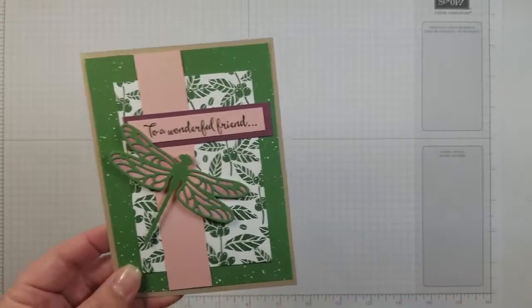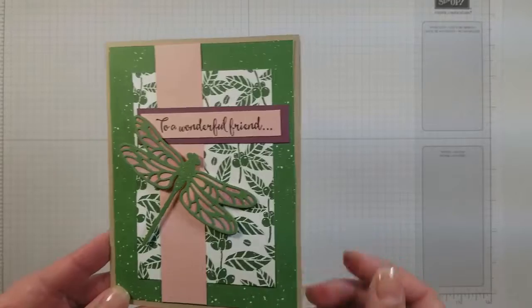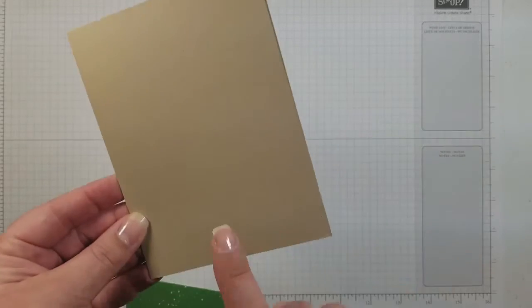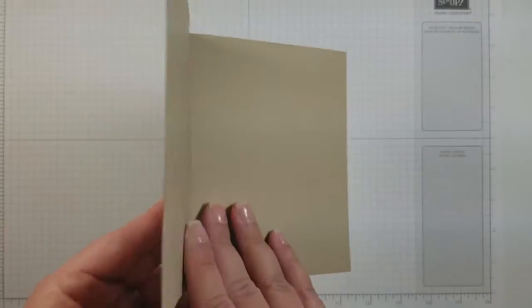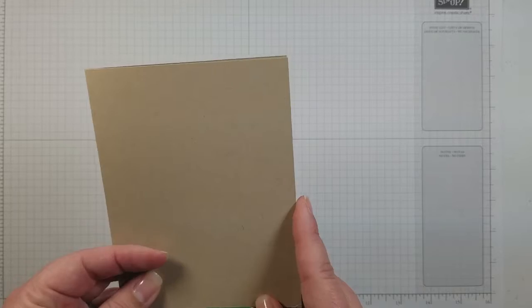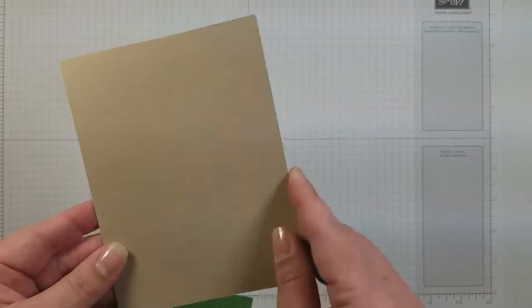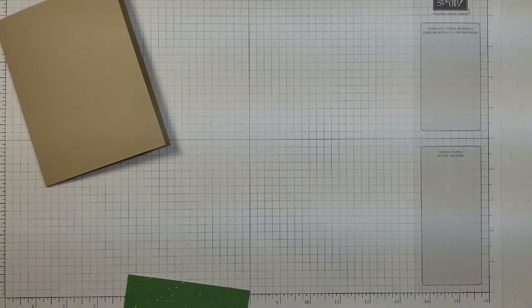Now, to go into what I used to make this card, the Crumb Cake card base is what I started off with. This is an 8.5 by 5.5, and it is scored and folded at 4 1/4 to make the card base.